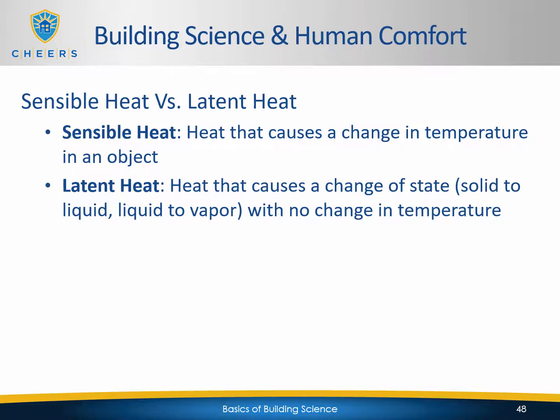Now, we mentioned air temperature, and I mentioned relative humidity. Those are examples of sensible and latent heat. So what do they mean? Heat obviously has to do with personal comfort. It's a big factor in it. Sensible heat is heat that causes a change in temperature in an object. That's a very easy example of air temperature, right? Latent heat is heat that causes a change of state, like solid to liquid or liquid to vapor, with no actual change in temperature. So relative humidity is an example of latent heat.